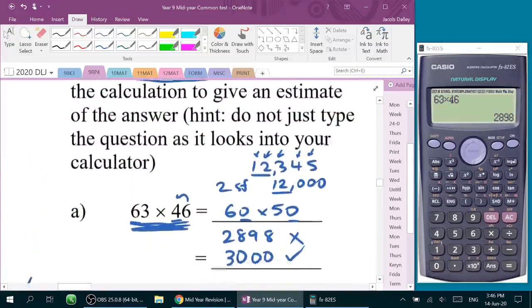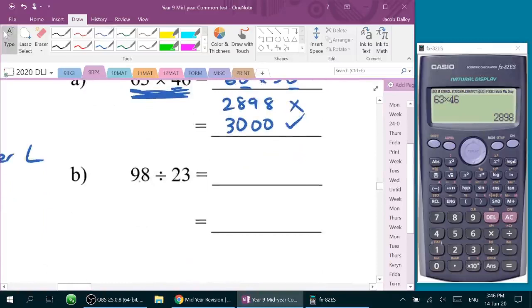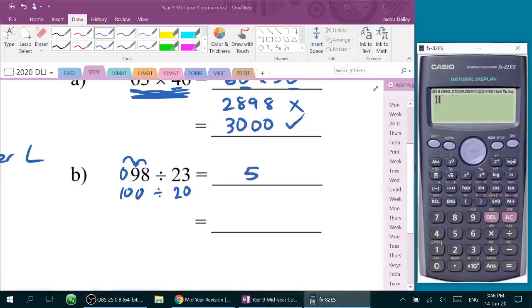Alright, so the next one, we're going to do the same thing. To round this to one significant figure, the 8 would round up the 9, which would then round up the next digit, which is a 0. So this is going to be 100 divided by 20, because the 3 doesn't round up 2, because it's below 5. So 100 divided by 20 will equal 5. Prove that on the calculator.